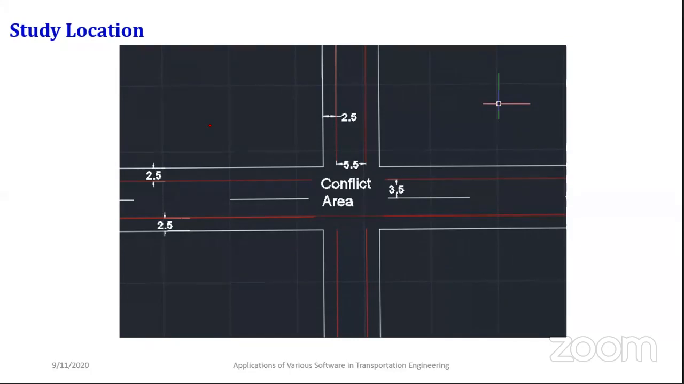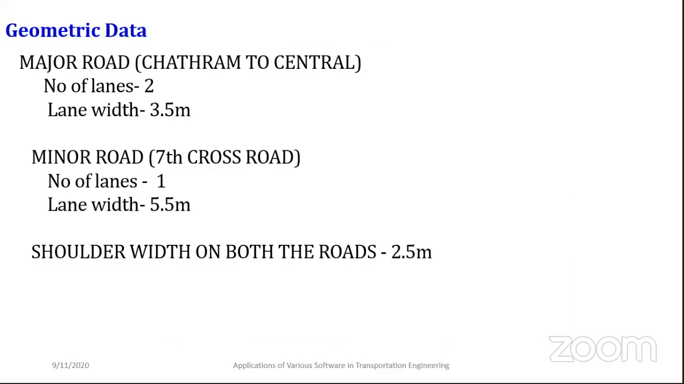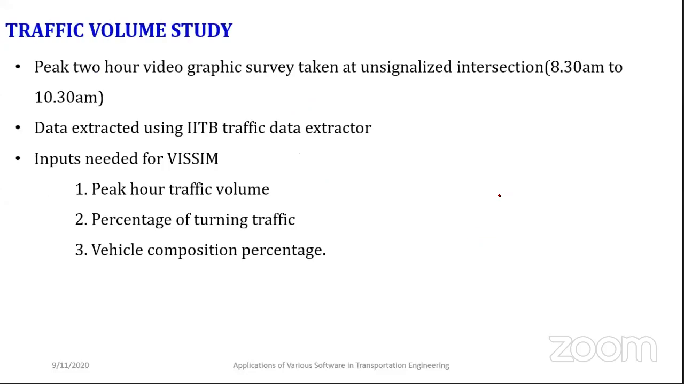Likewise, this is a geometric characteristic in the 2 directions. So this is a major road and this is a minor road. Also, what is the shoulder width? If a median is there, you need to consider the median also.